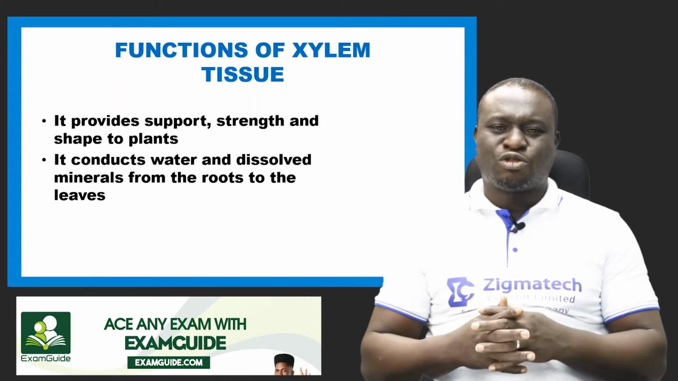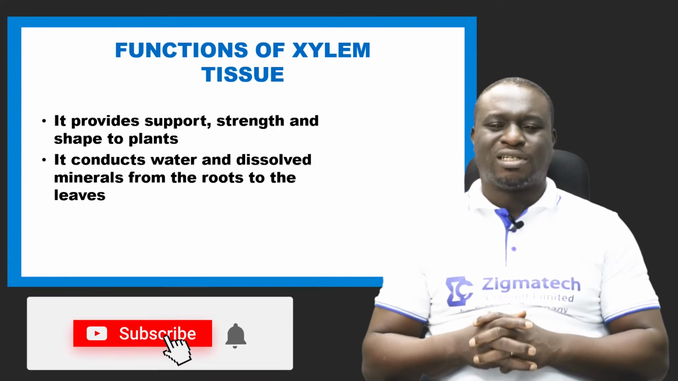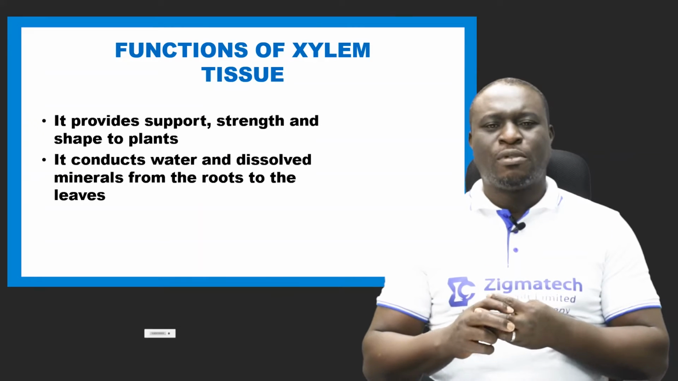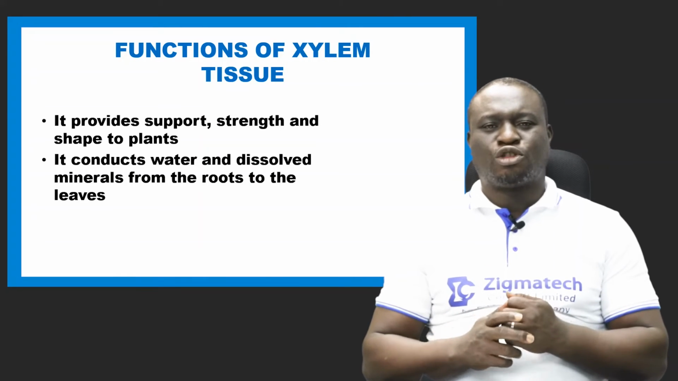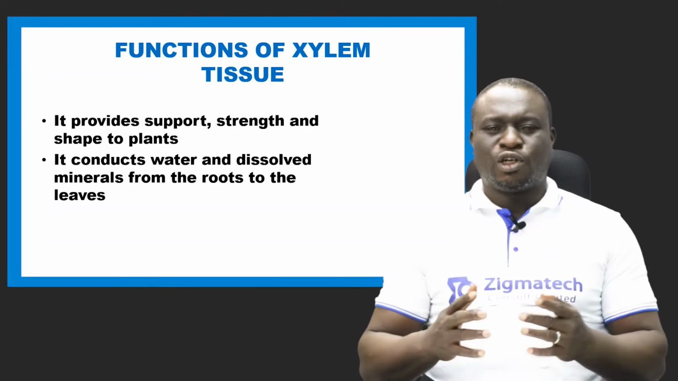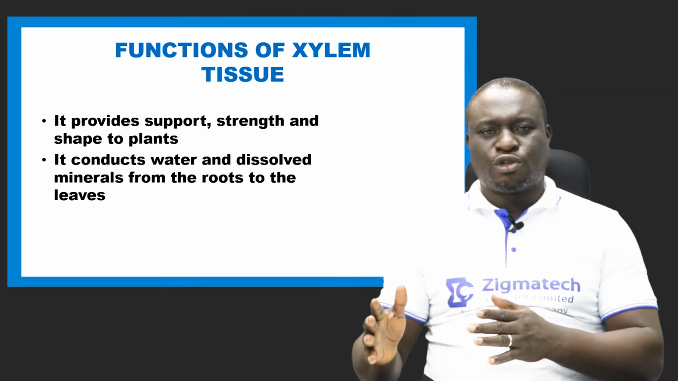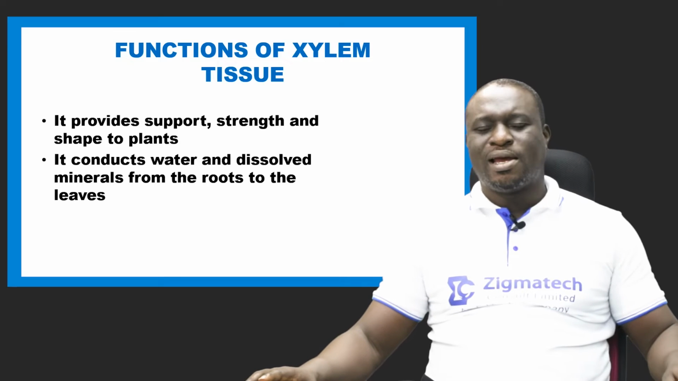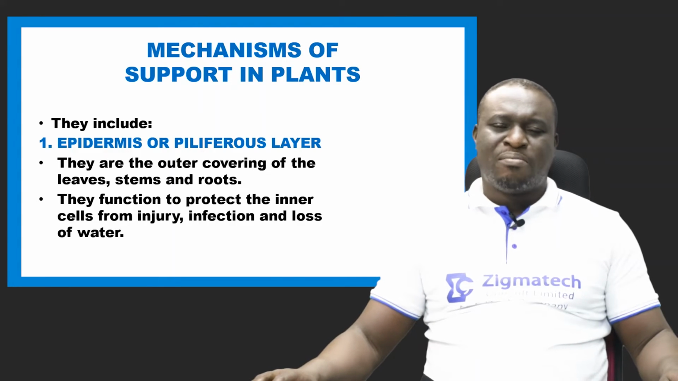So these are two important functions of the xylem tissue. One is to provide support, strength, and shape to the plants. Number two is to conduct water and dissolved mineral salts from the roots to the leaves and to the stems and every other part of the plant where it is needed.